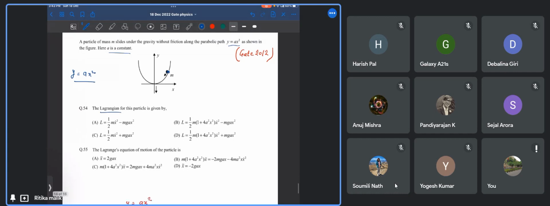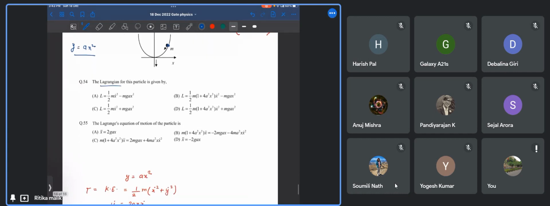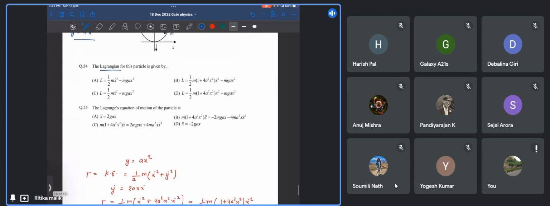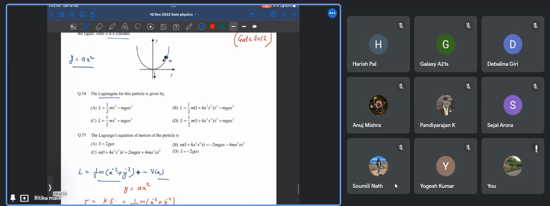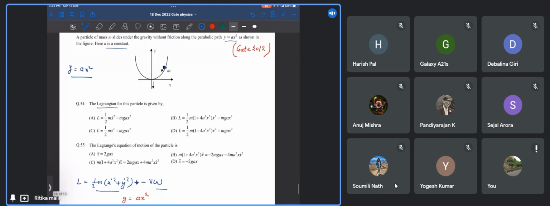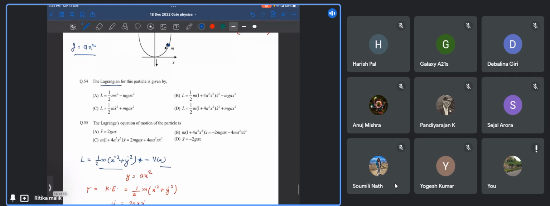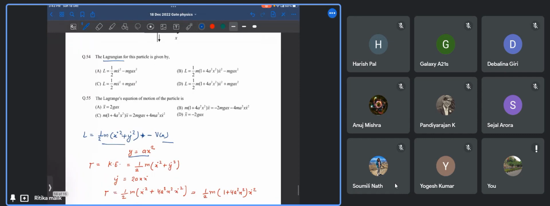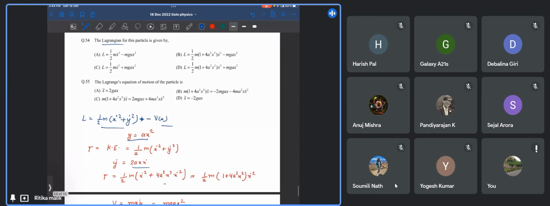Whenever you have to solve problems in which you calculate the Lagrangian, initially start by writing the simple equation of the Lagrangian, which is 1 by 2 m times x dot square plus y dot square, minus the potential energy. So this is your kinetic energy, this is your potential energy. Since y is given, you just differentiate with respect to time t, you will get y dot, and by putting this value, you will get your kinetic energy.